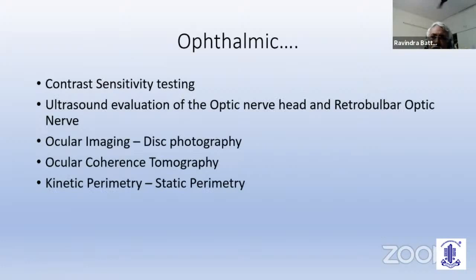Some of the greatest changes that have happened are in the field of ophthalmology, where we have better methods of contrast vision acuity checking, ultrasound evaluations of the optic nerve and retrobulbar optic nerve imaging and measurements, ocular imaging, disc photography, infrared photography, optical coherence tomography, which is playing an increasingly important role in the management of several disorders, one of them being papilledema and IIH, and the switchover from the old-fashioned kinetic perimetry to static perimetry, reproducible, and probably the single most important change that has happened in ophthalmology so far.